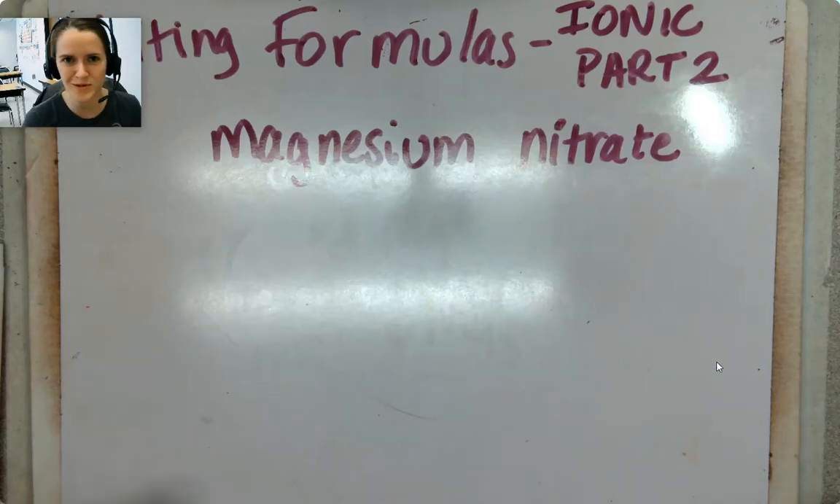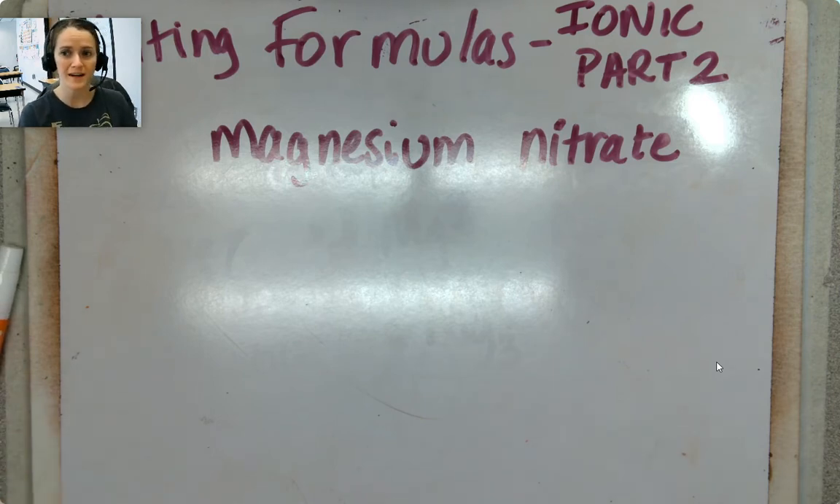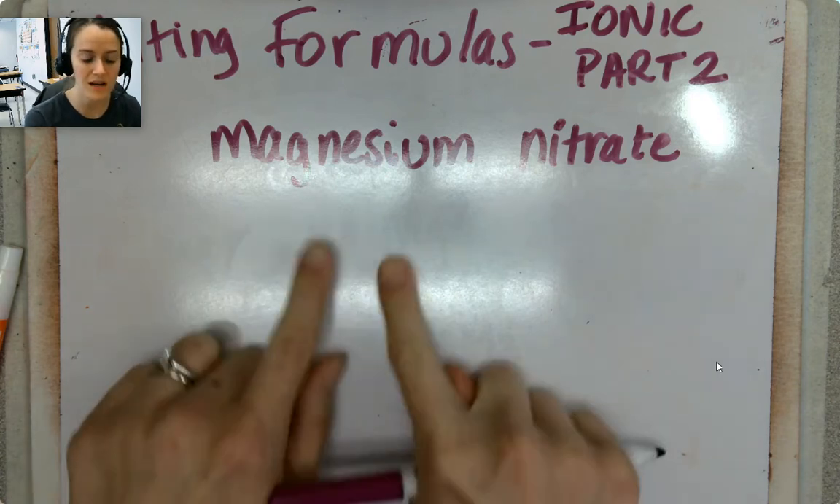Here's part 2 of writing ionic formulas. Not all ionic compounds are made of just 2 elements. In the last video we did binary compounds. These are going to be polyatomic ions. So you follow kind of the same process if you're given the name.